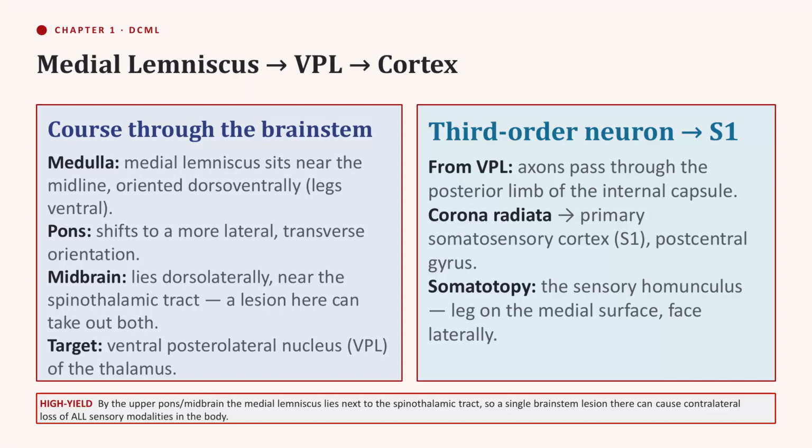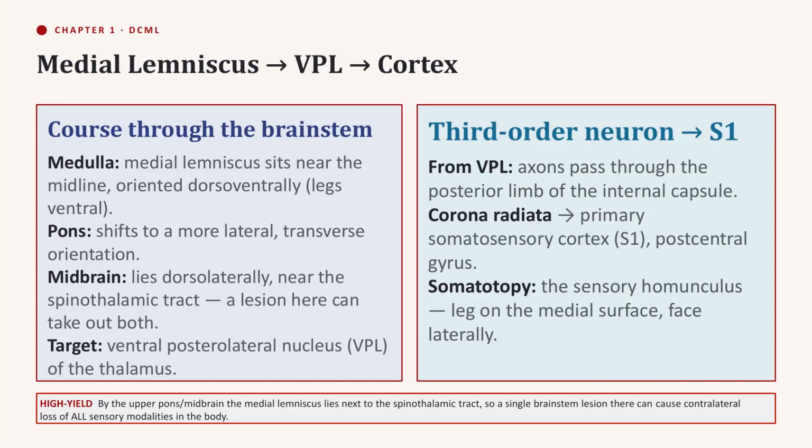It then reaches its target, the VPL nucleus of the thalamus. On the right, the last leg. From VPL, the third-order neuron passes through the posterior limb of the internal capsule, fans out in the corona radiata, and lands on primary somatosensory cortex, S1, the postcentral gyrus. Remember the homunculus, the leg draped over the medial surface, the face down laterally.